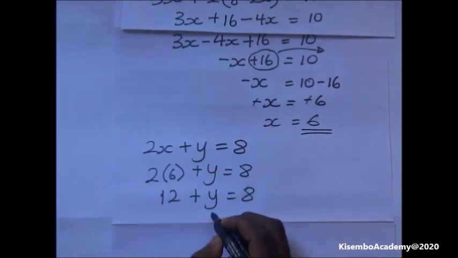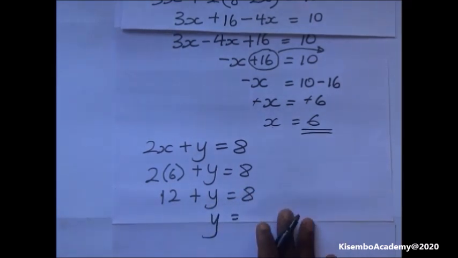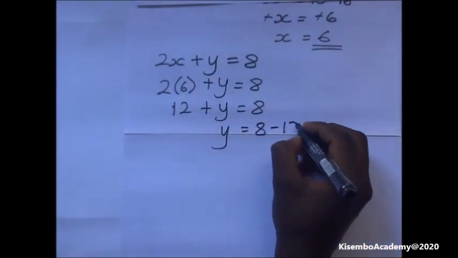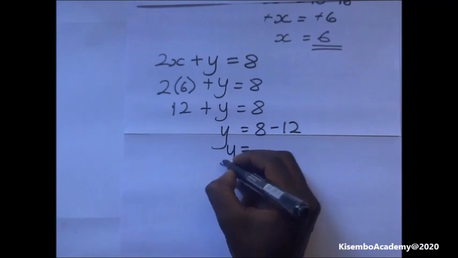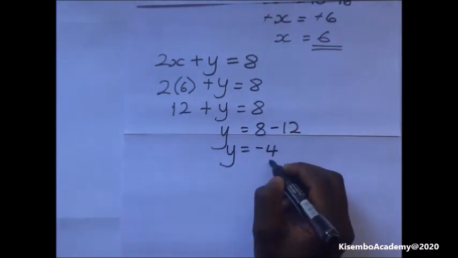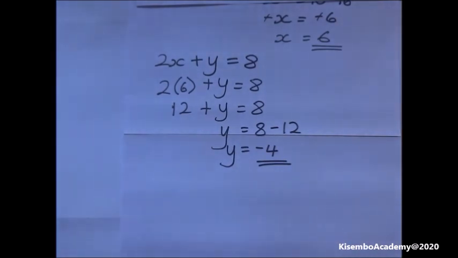So this is going to give us y being equal to 8 minus 12, and we will get our value of y as negative 4. So from here we can simply see that our value of x is 6 and our value of y is negative 4. And that is how we find the values of the variables in a simultaneous equation using the substitution method.